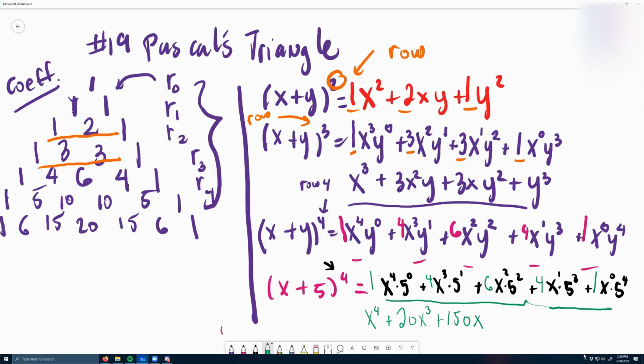Where does the 20 come from again? The 20 comes from multiplying the 5 to the 1st, times 4. It's not 300. 25 times 6 is not 300. It's not.